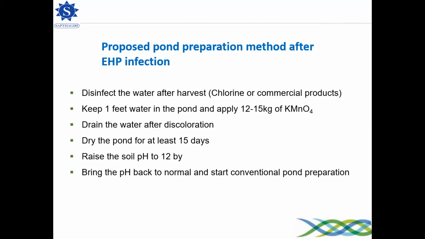So after discoloration, dry the pond for at least 15 days, then raise the soil pH to 12 by calcium hydroxide or quicklime or burnt lime, or you can use sodium hydroxide.